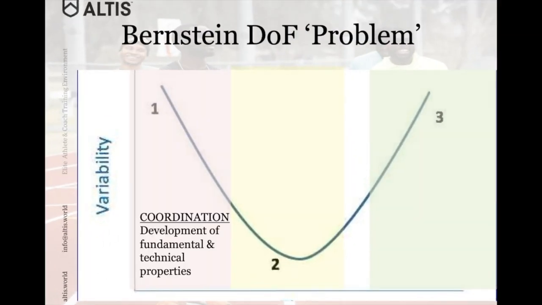If we bring in Newell's idea of coordination, control, and skill, we have coordination here on the front end, development of fundamental and technical properties. So similar to the cognitive stage, this is where we're teaching the movement and laying the groundwork. Moving forward, we have the control. Degrees of freedom here are under control. So the athlete begins to understand how to execute the movement, variability starts to drop, but they still don't have the robustness to execute that movement in chaotic environments.